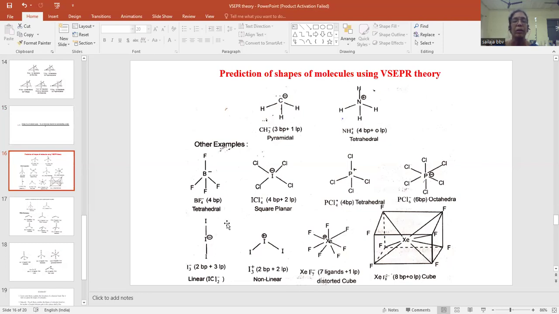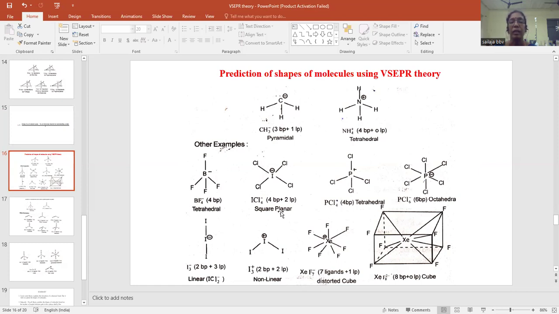Now coming to BF4 minus. Here boron belongs to the third group. Since there is a negative charge, we have to add 1 to the group number. It will become 4. Since there are 4 surrounding atoms, 4 minus 4 divided by 2 is equal to 0. Here also there are no lone pairs of electrons in the BF4 minus ion.